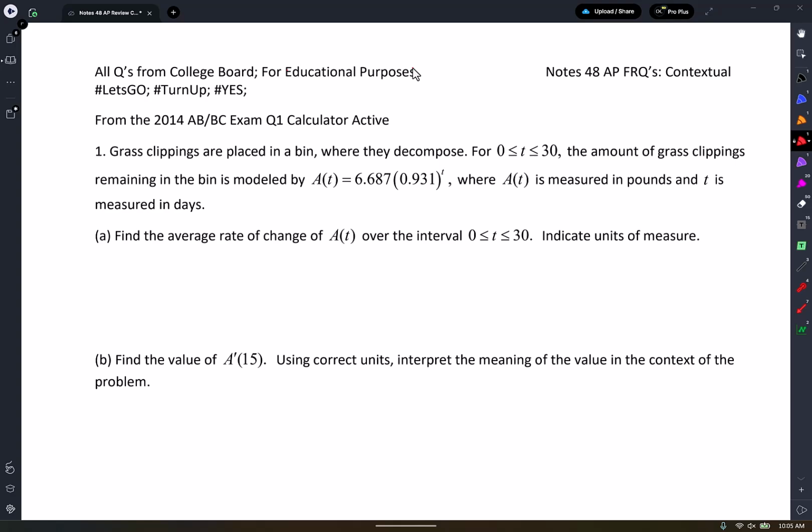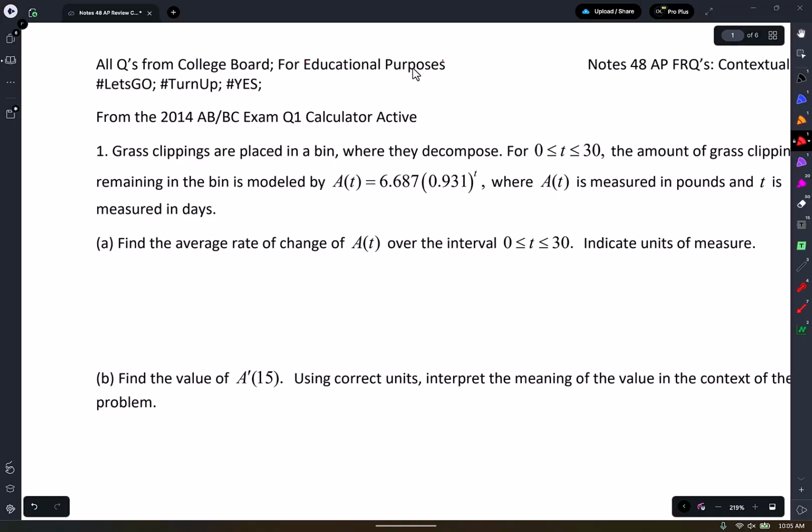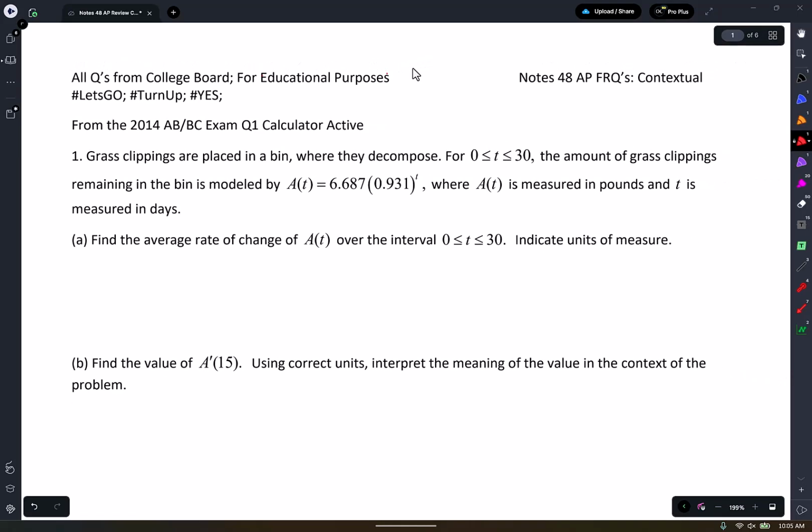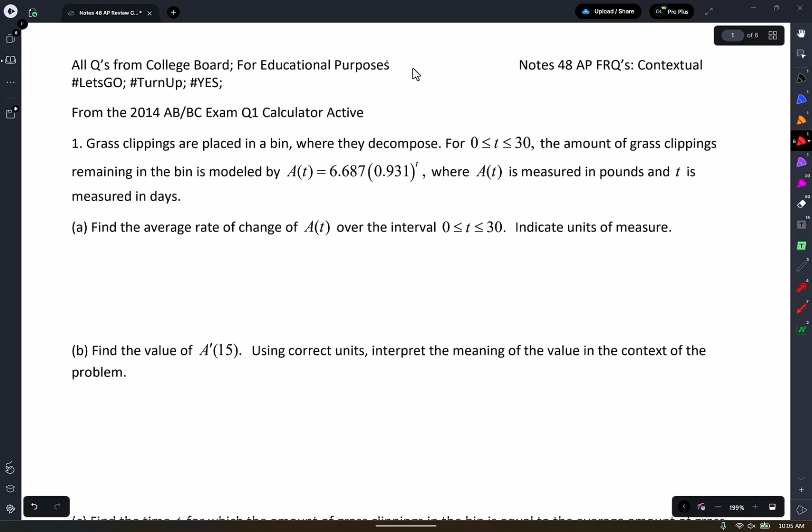All right. Ms. Henderson, do you want to read question number 1 for us, please? Grass clippings are placed in a bin where they decompose for 0 to 30. The amount of grass clippings remaining in the bin is modeled by A of t equals 6.687, where A of t is measured in pounds and t is measured in days. Perfect. Stop. Do you understand what's going on, guys?